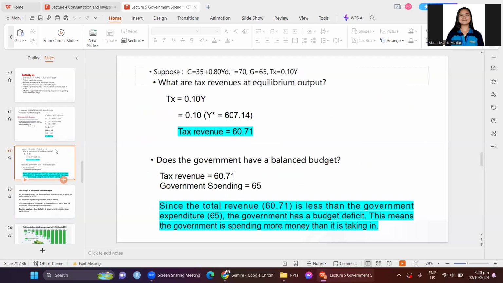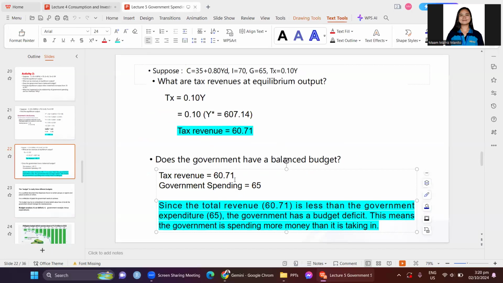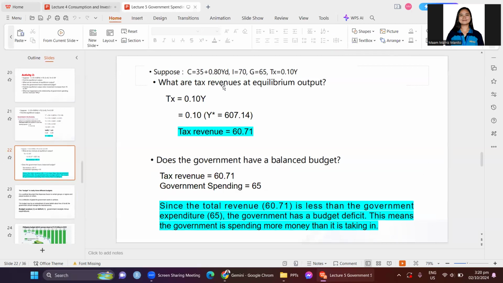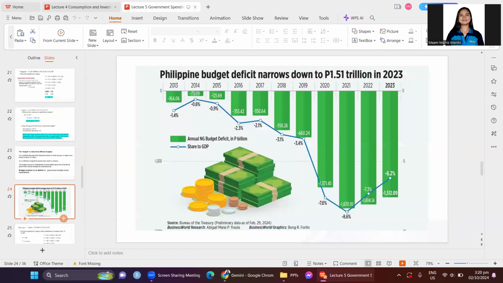So in this question, does the government have a balanced budget? The tax revenue, ang income, ang nakuha sa mga taxes is 60.71 and then the government spending, government expenditure, yung ginastos is 65. So it means kulang. Kasi mas madami yung nagastos kesa sa income. The tax revenue is less than the government expenditure or the government spending. So there's a budget deficit. So that's the answer for this question.